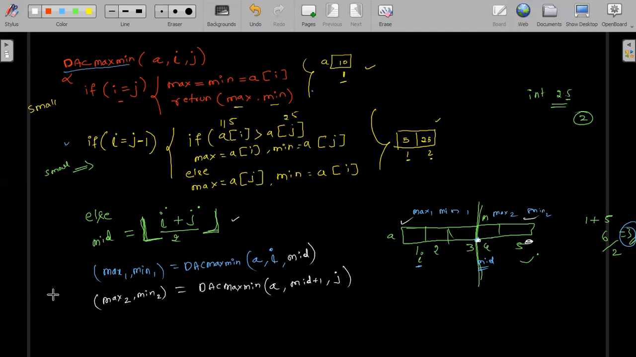Here, conquer is nothing but the process that will happen, up to here. So again, if I divide this one, what happens here? 1 plus 3 divided by 2, again 1.5 something, you will get 1. Like that, recursion will happen again and again for this particular one.